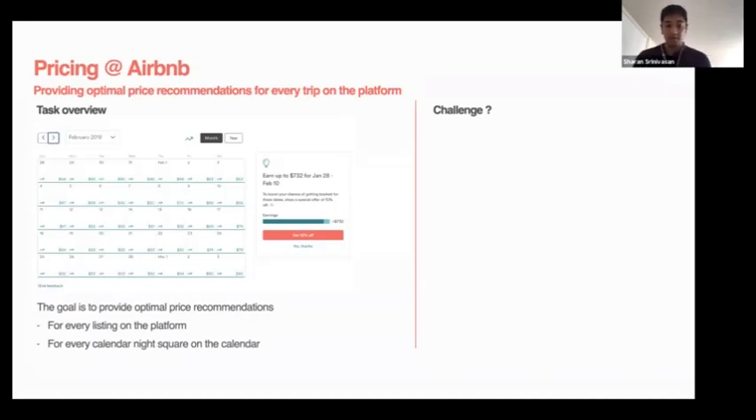So the larger goal of the pricing team, or the pricing product, is to provide a recommendation for every night on the calendar and do this for every listing on the platform and do this every day.